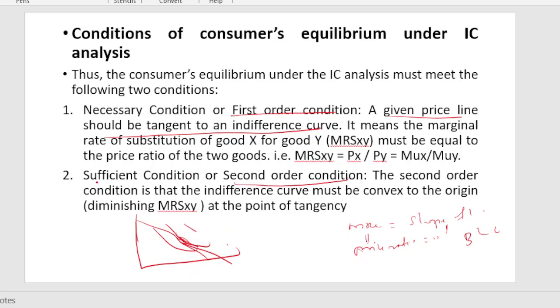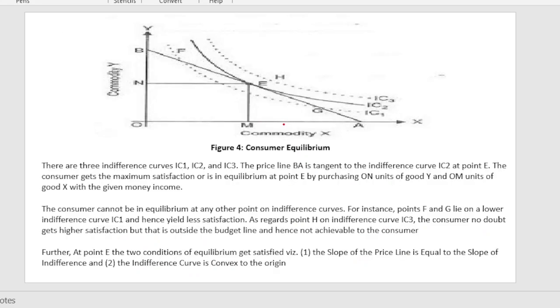And the second condition, or sufficient condition, is that the indifference curve must be convex to the origin. At the tangency point, the indifference curve must be convex. These are the two conditions of consumer equilibrium. This is the graphical representation of consumer equilibrium. Here we can see three indifference curves, IC1, IC2, IC3, and the price line BA is tangent to the indifference curve at point E. Here also the second condition holds: the indifference curve is convex to the origin.